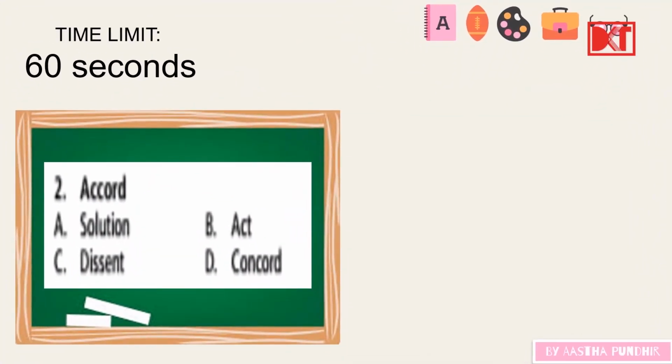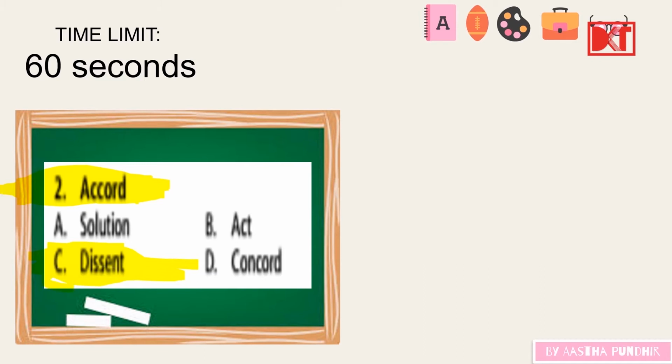Okay, the next word we have here is accord. The options are solution, act, dissent, and concord. Here the accord is actually sort of assenting to something, allowing something to happen. That's accord. So the opposite could be dissent.